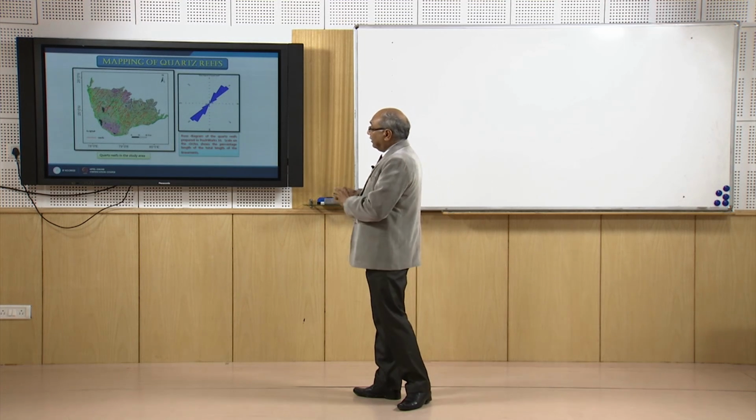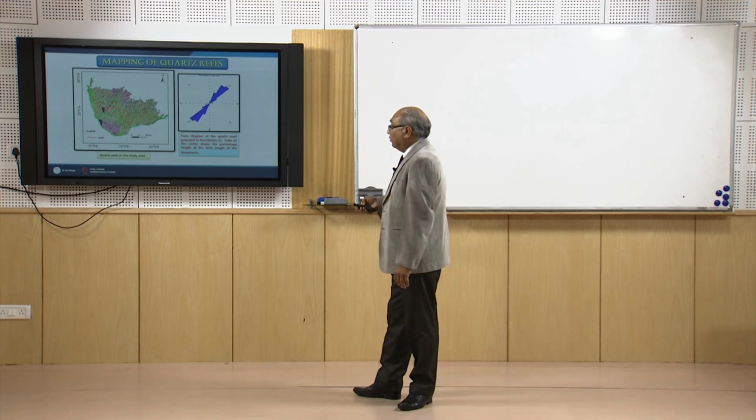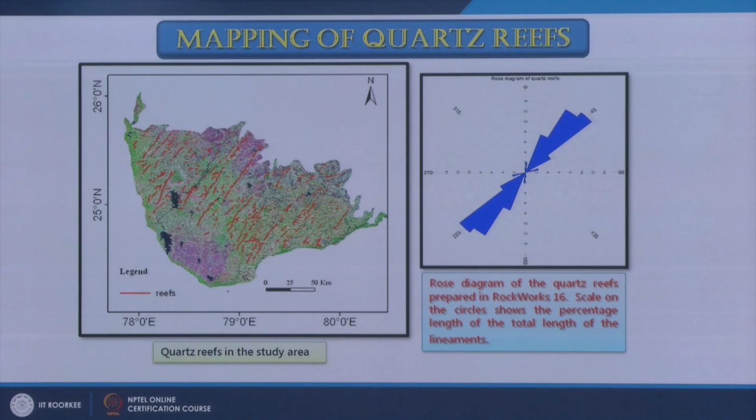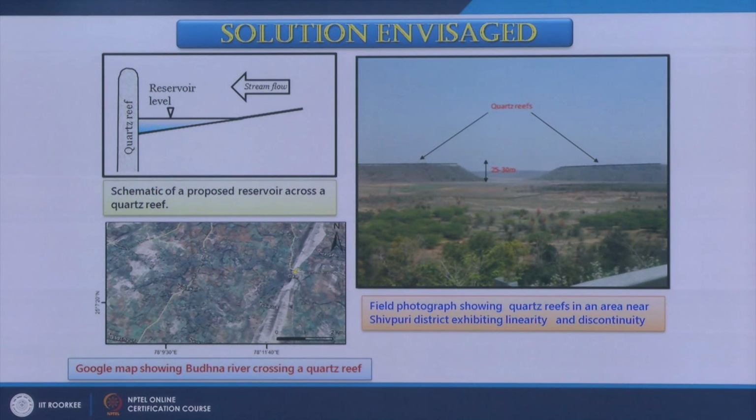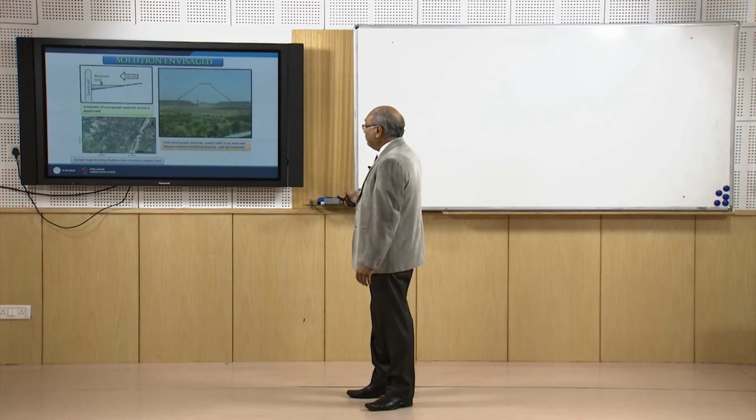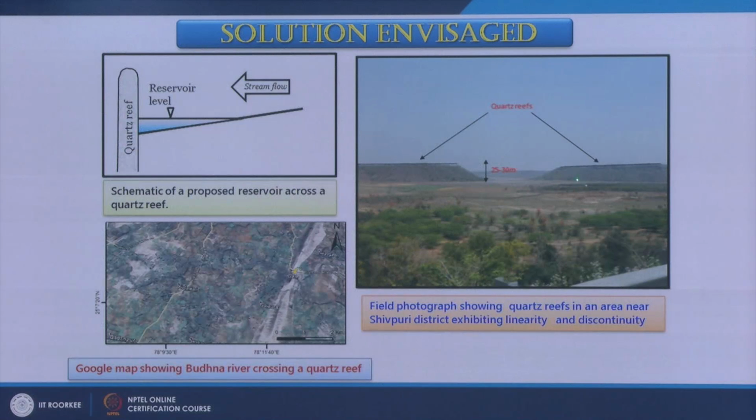This is just a rose diagram to indicate the orientation of these quartz reefs. So, if we go on the ground, this is what we observe. These quartz reefs are like this, and a stream is just passing through. So, that means these quartz reefs can be treated as a natural dam axis, and if we block this much, then this can serve as a reservoir or groundwater recharge structure.